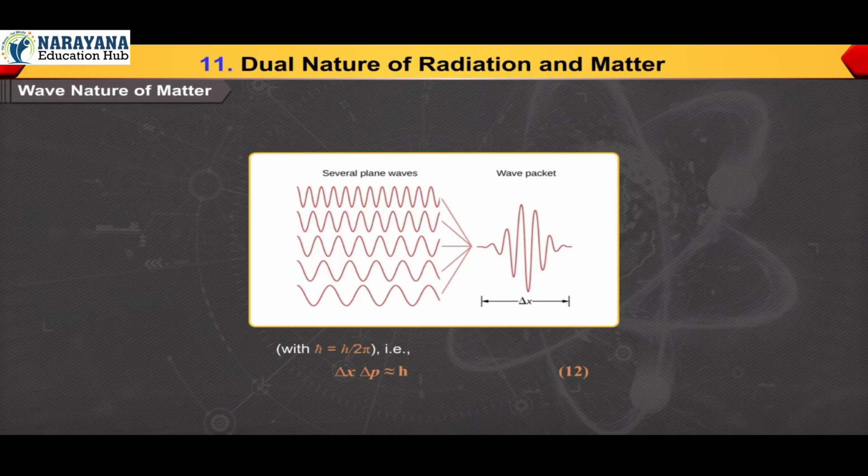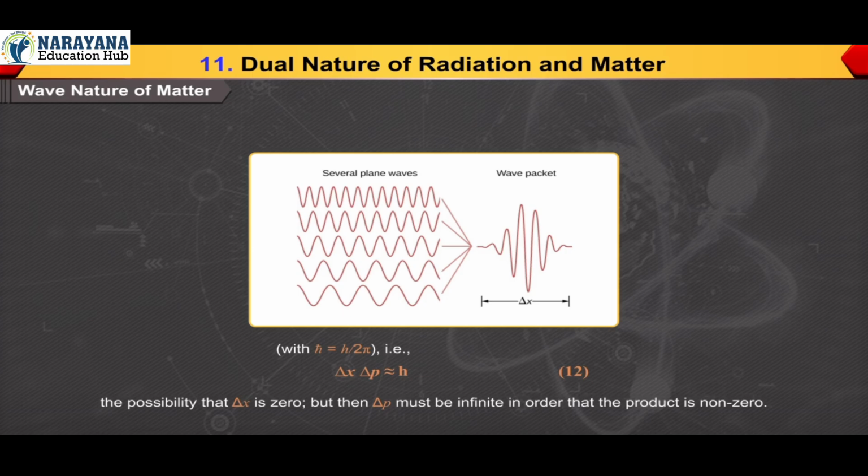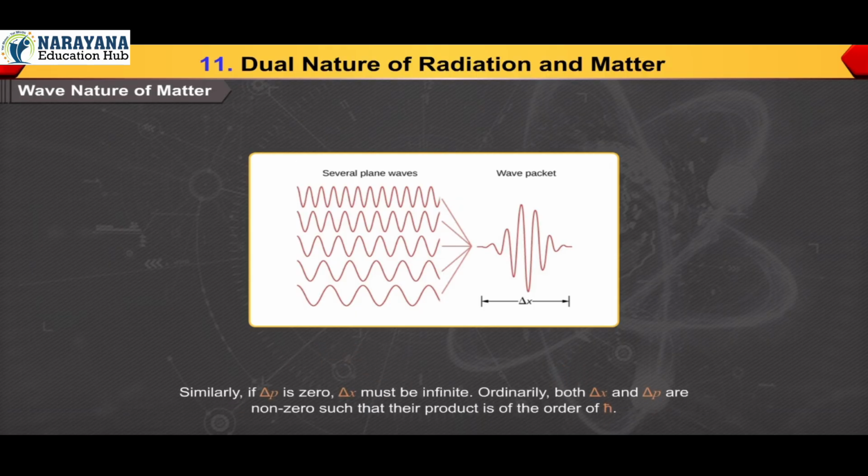Equation 12 allows the possibility that Δx is 0, but then Δp must be infinite in order that the product is non-zero. Similarly, if Δp is 0, Δx must be infinite. Ordinarily, both Δx and Δp are non-zero such that their product is of the order of ħ.